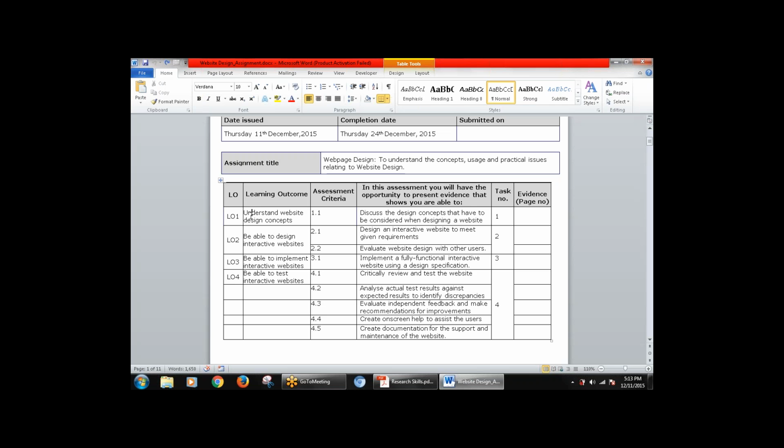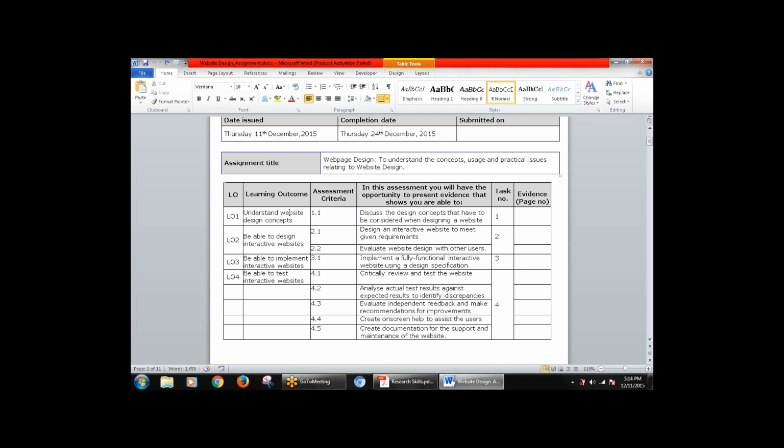So this is learning outcome 1, that is understand website design and the concepts. That is, understand the website designing part and the concepts that are used, and there is an assessment criteria, 1.1. So 1.1 is the assessment criteria of LO1.